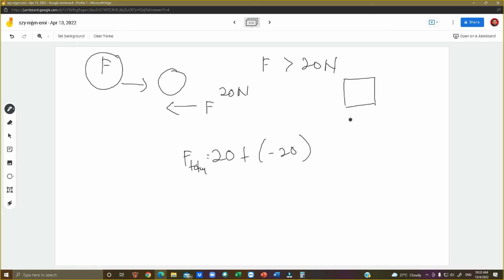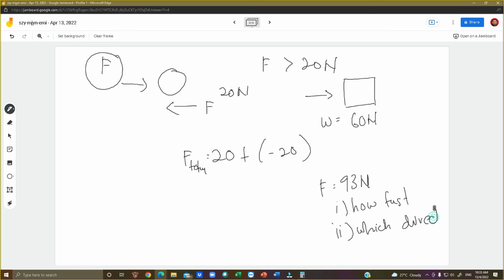Ataupun macam ni, let's say kita ada satu objek. Okay, this object is 60 Newton in terms of weight. If we give force of 93 Newton to the object, my question will be two. Number one, how fast? Number two, which direction? So if the case is something like this, we need to know the total force working upon the system.